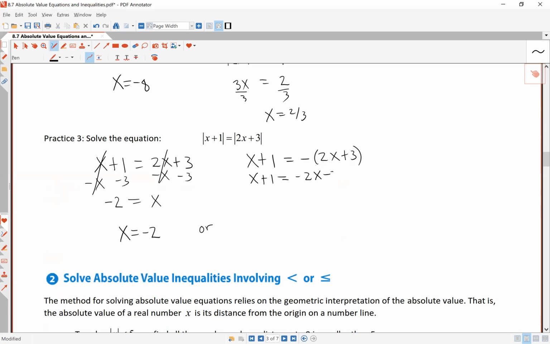Distributing the negative across, we solve this one by adding 2x to both sides and subtracting 1 from both sides. Dividing both sides by 3, we get x is equal to negative 4/3. So x equals negative 2, or x is equal to negative 4/3.